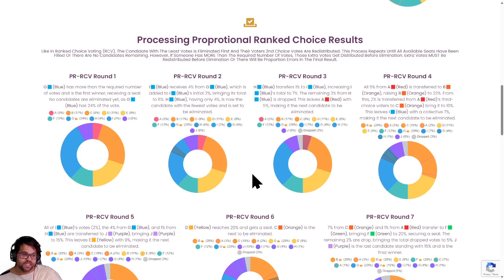H transfers 1% to I, increasing I's to 7%. The remaining 3% from H is dropped. That leaves A, red, with 5%, making it the next candidate eliminated. All 5% of A is transferred to B, raising B's to 22%. Now, since that put it over the threshold, just like with G earlier, that 2% is transferred to the third choice voters, which in this case was C, orange, bringing them to 10%. This leaves I with a collective 7%, which is still the lowest number, making them the next candidate to be eliminated. And we can see that here.